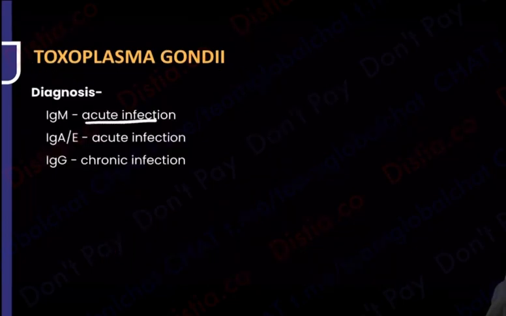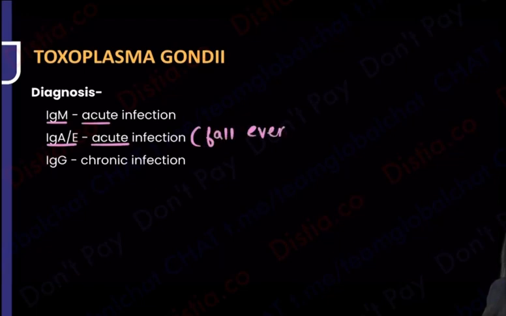Either I'm dealing with an acute infection of toxoplasma or I'm dealing with a chronic infection. So please note that IgM is always indicative of acute infection. It rises very quickly. Within 1 to 2 weeks, IgM is going to rise. Okay? IgA and E also rise in acute infection. However, they tend to fall down even before IgM. Matlab they are very, very quick.